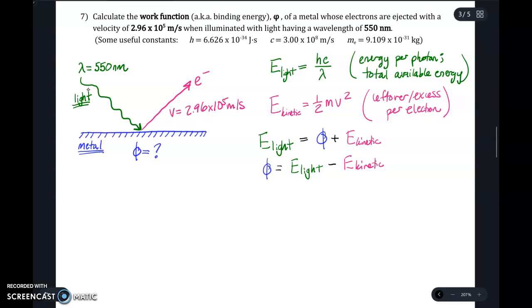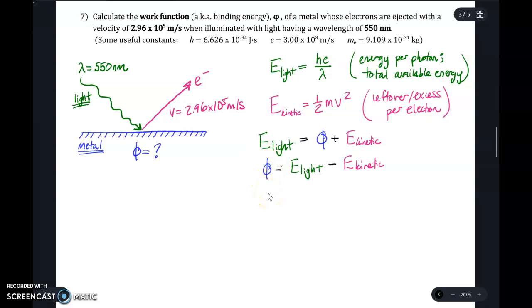the kinetic energy. And again, thinking from the standpoint of what these energies represent, the total energy is our energy of the light. The kinetic energy is the amount that's left over. And so if we take the amount we start with, the total energy, and we subtract the amount that's left over after we've ejected an electron, then what's left from this is going to represent the amount that was used to eject the electron, the binding energy or the work function in blue.